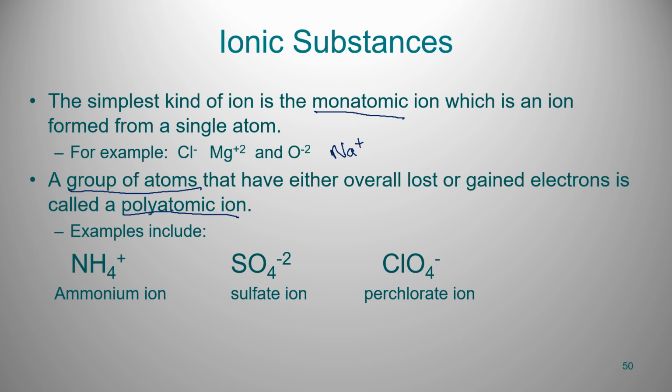Some examples: ammonium, NH4 positive. So as a group, it's lost one electron. The sulfate ion, SO4, as a group has gained 2 electrons. ClO4, as a group has gained an electron. This is often the downfall for a lot of students, so I would really take care learning this now, because they will haunt you the rest of the semester if you don't learn them really well now.